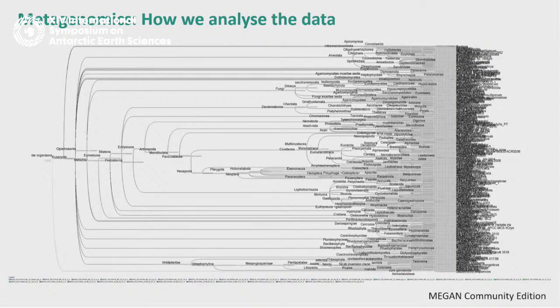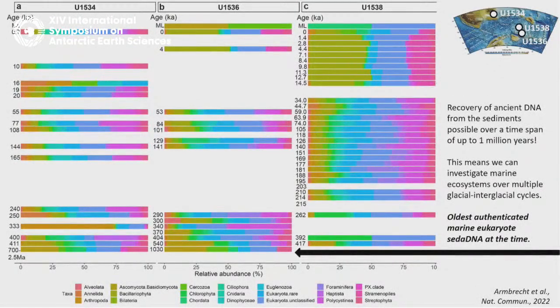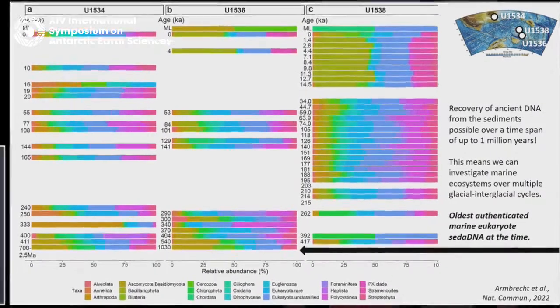And what I've plotted here is the eukaryote composition at the 3 IODP 382 expedition sites. They called U1534, U1536, U1538, the Falkland Plateau, and the Scotia Sea. And so I've plotted the eukaryote relative abundances with depth. And when we did that, what was really exciting was that you can see here at U1536, we have samples that are dated to about 1 million years.